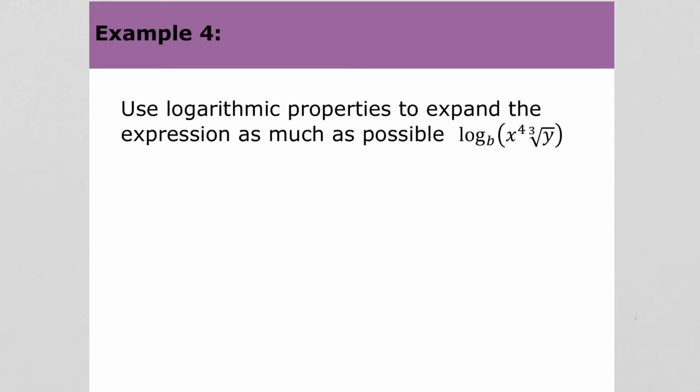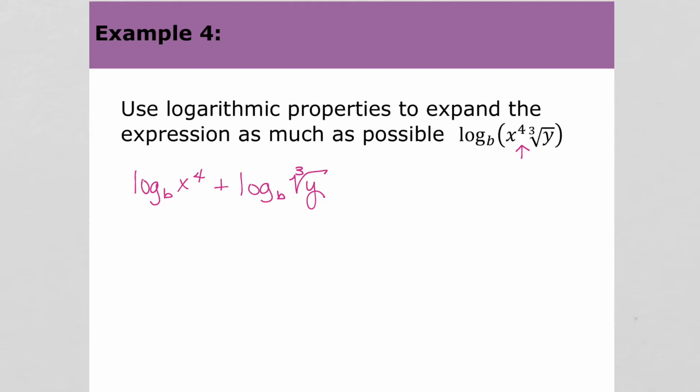So the next couple of examples, we're going to use all these rules together. So we've got log base b of x to the 4th times the third root of y. So that multiplication here can be rewritten as addition. So we'll start with that. Log base b of x to the 4th plus log base b of the third root of y.